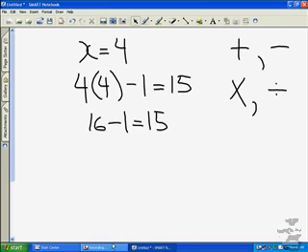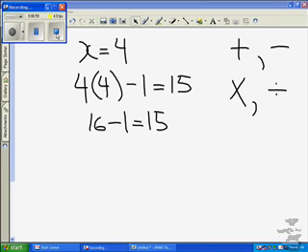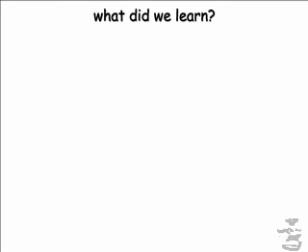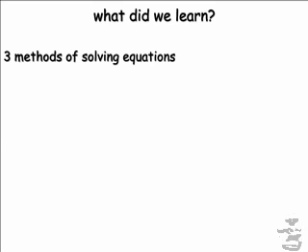Let's take a look at what we learned today. We looked at a few things today in terms of equations. First of all, we looked at 3 methods of solving the equations. You recall that 2 of them were in the textbook. One of them I just sort of taught you on my own.